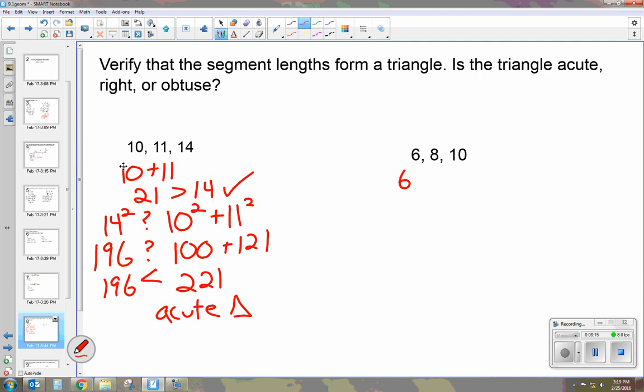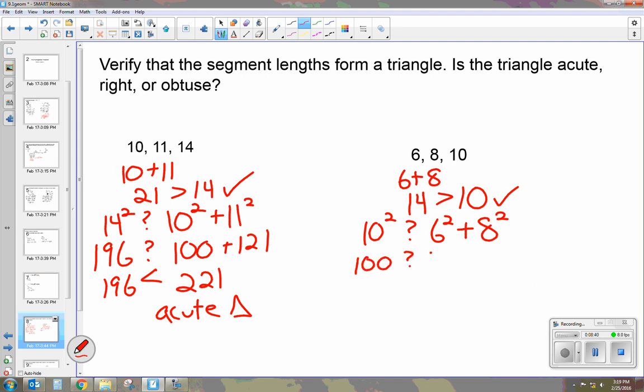Once again, we're going to verify that our segments do in fact form a triangle. So we're going to take our two smallest sides, 6 plus 8, which is 14. 14 is greater than our largest side, 10. So we know that we have a triangle. Then we're going to do our c squared, so 10 squared, question mark, our a squared plus b squared. So we've got 6 squared plus 8 squared. So we have 100, question mark, 36 plus 64. We have 100, and on our right side we have 100. Since they are equal to each other, we know that this is a right triangle.